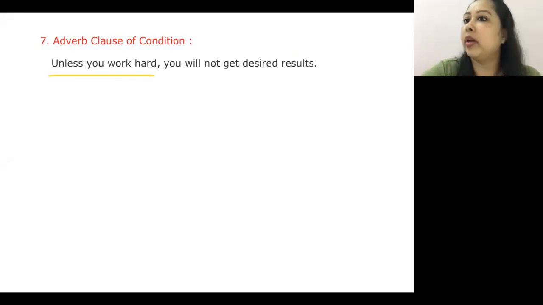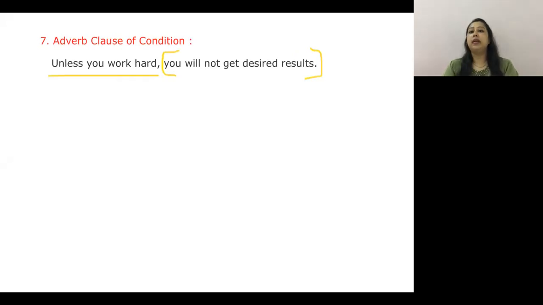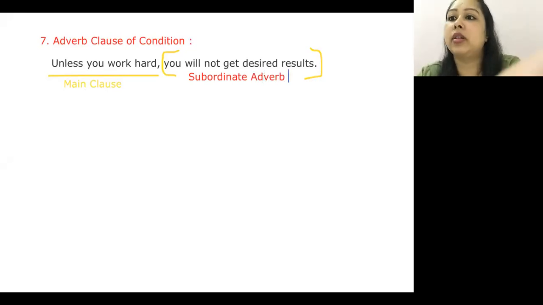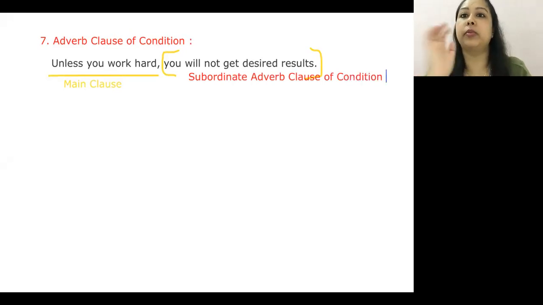Unless you work hard becomes my main clause. Very good, Shubhra, Shriya, Jui. And this, great Ojas, becomes my subordinate adverb clause of condition. Subordinate adverb clause of condition. Very good. Super. Moving further.